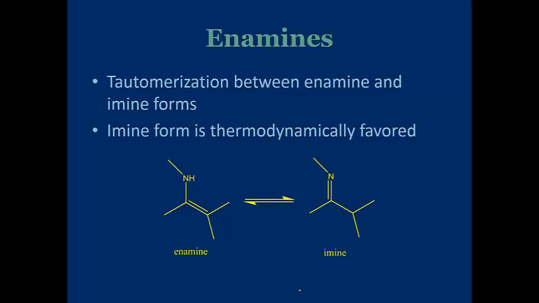Enamines are similar in a sense that they are a tautomerization between enamine and imine forms, much like enols. The imine form is generally more thermodynamically favored though. And again, it's largely just because of where the double bond is.